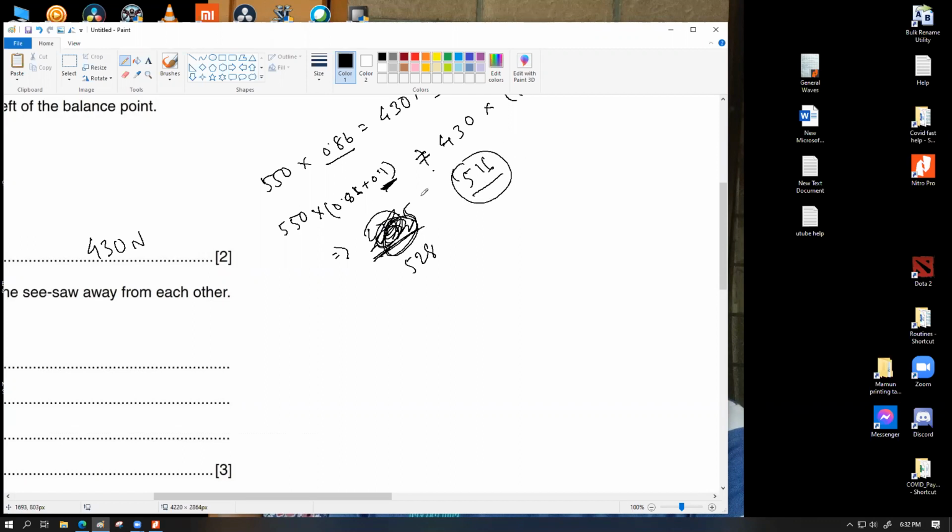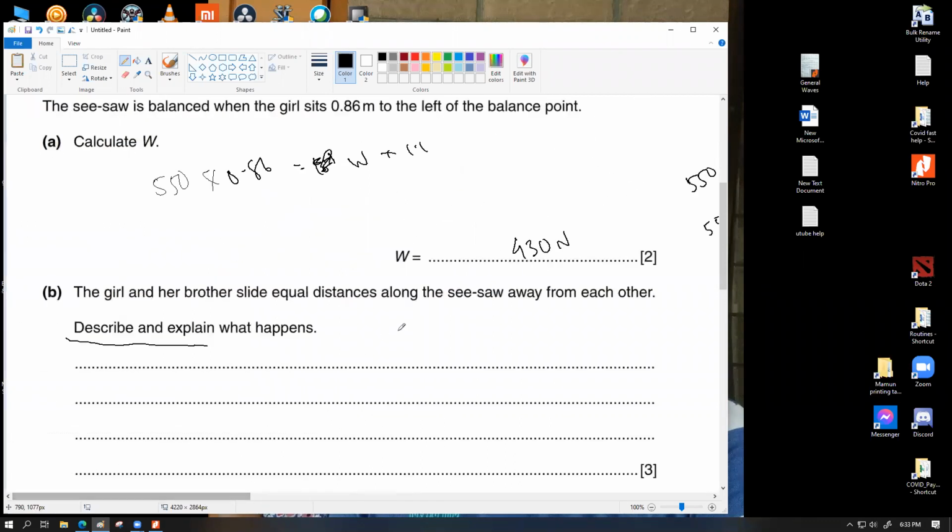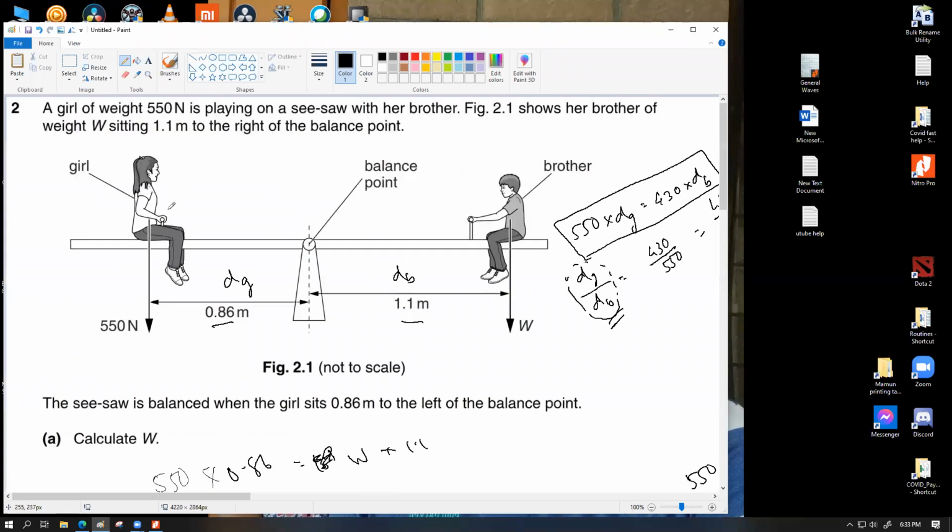So the girl will actually produce a much bigger anti-clockwise moment, and the boy will produce a smaller clockwise moment. Both of their moments will increase. You should definitely mention that whenever they move away from each other, their individually produced moments, the anti-clockwise moment from the girl and the clockwise moment from the boy, should increase. But the increase of the clockwise moment from the boy is smaller compared to the increase of the anti-clockwise moment from the girl, which means ultimately the girl's side will tip downwards and the boy's side will go up. So that's how I would write my explanation.